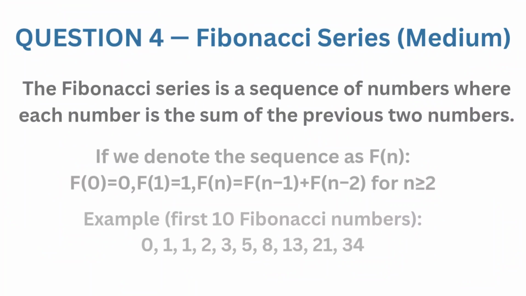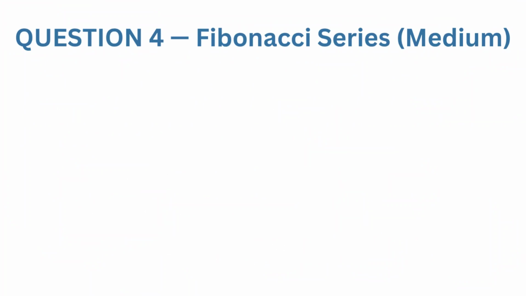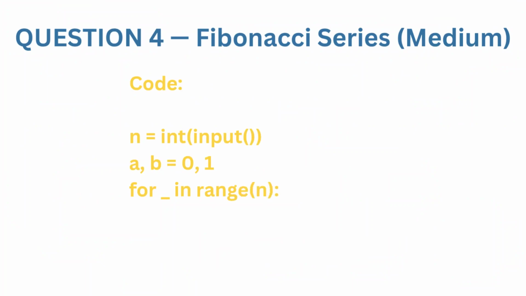That means here 1 is the sum of the previous 0, and another 1 is the sum of the two previous numbers 1 plus 0, that is 1, and 2 is the sum of the previous 1 and 1, that is 2, and 3 is the sum of the previous two numbers, that is 2 plus 1, that is 3. So for solving this, we use two pointers a and b to generate each next Fibonacci number.